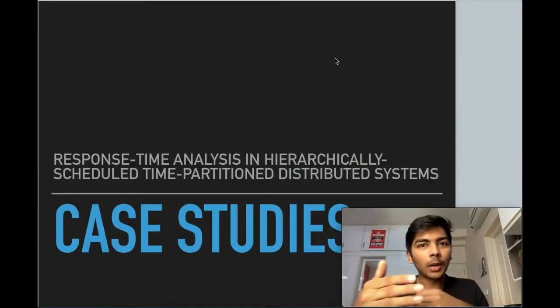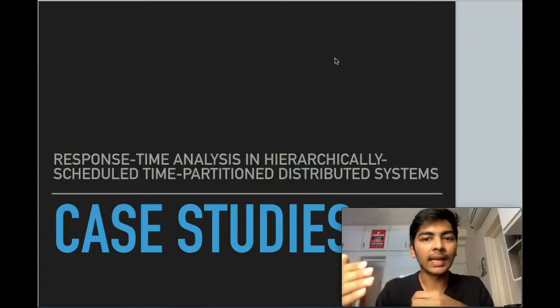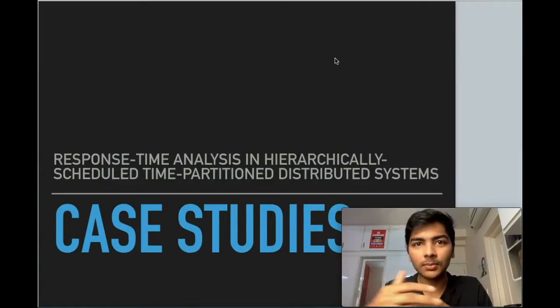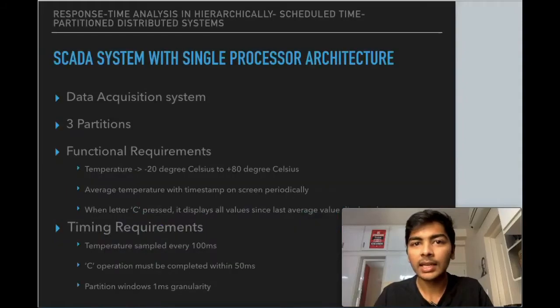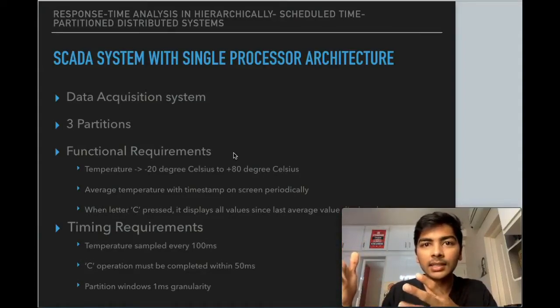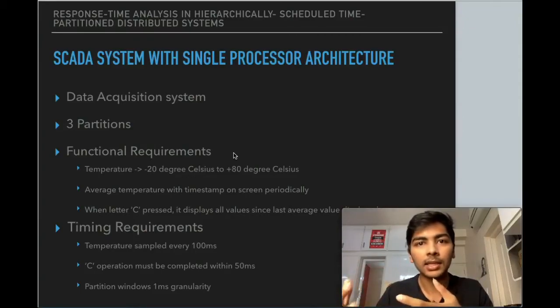So my teammates probably explained what response time analysis in hierarchically scheduled time partitioned distributed systems is. Now we are going to look at two particular case studies for this example. The first case study is the SCADA system with a single processor architecture. It is basically a data acquisition system in which the readings are collected from a temperature sensor and stored in an internal data structure, and then displayed on a screen which compiles all the values from this internal data structure.